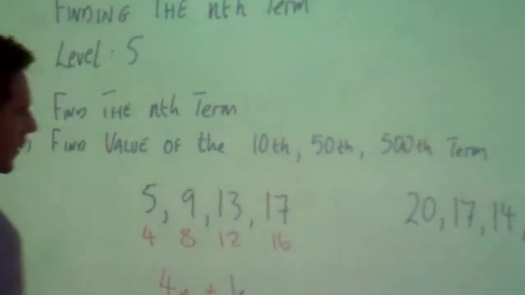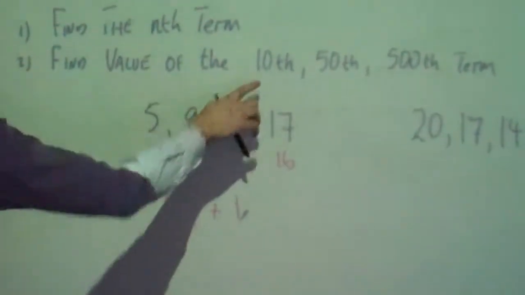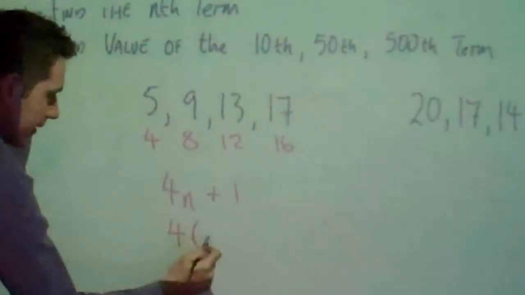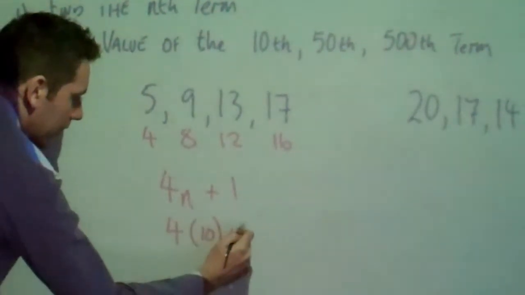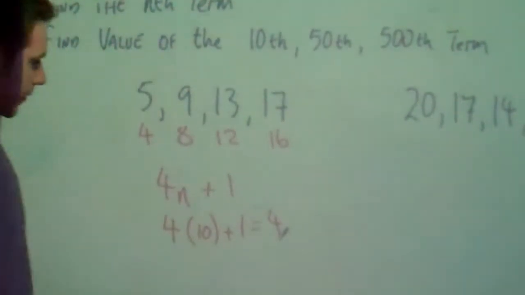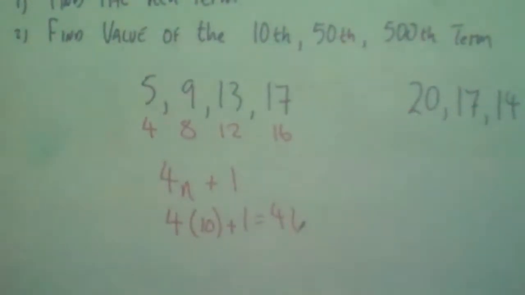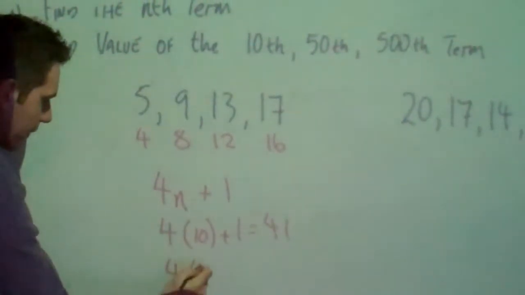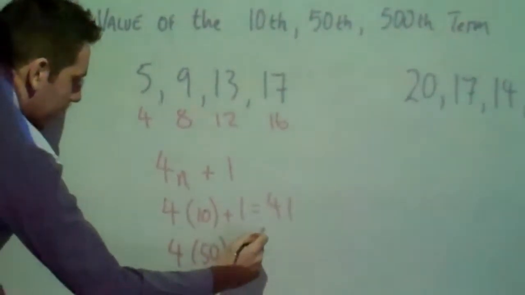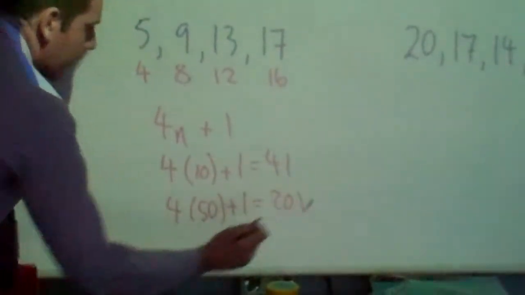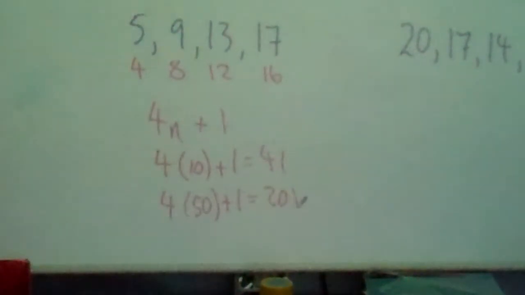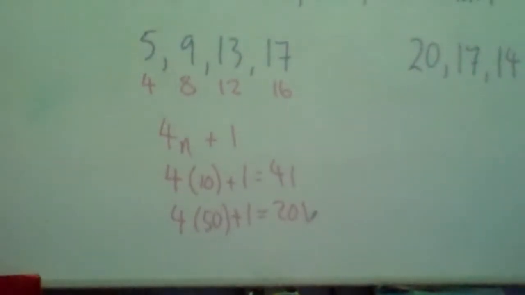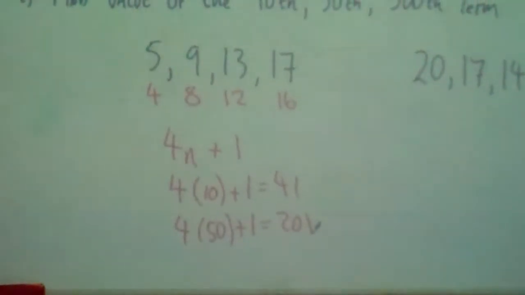Now, the second part of the question asks us to find the value of the 10th term, the 50th term, and the 500th term. To find the 10th term, it's 4, because it's the 4 times tables, times 10, plus 1, which is 41. To find the 50th term, we do the same thing again. We do 4 times 50, which is 200, plus 1, which is 201. To find the 500th term, we times 4 by 500, which is 2000, plus 1, which is 2001.